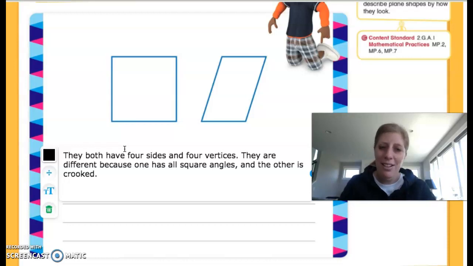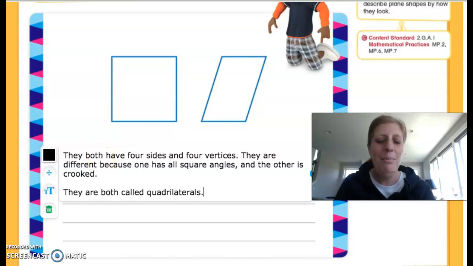I'm going to tell you what it's called if you forgot. They are both called quadrilaterals. All right, we're going to move on to the next page.